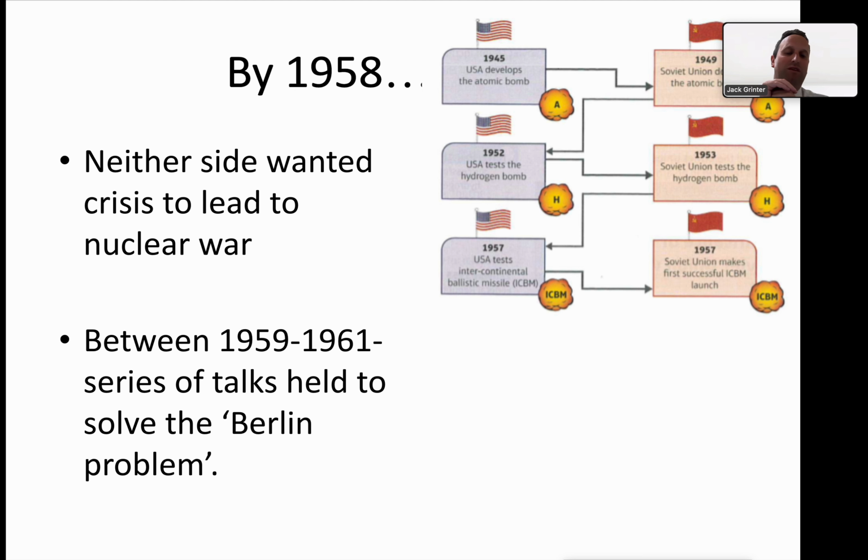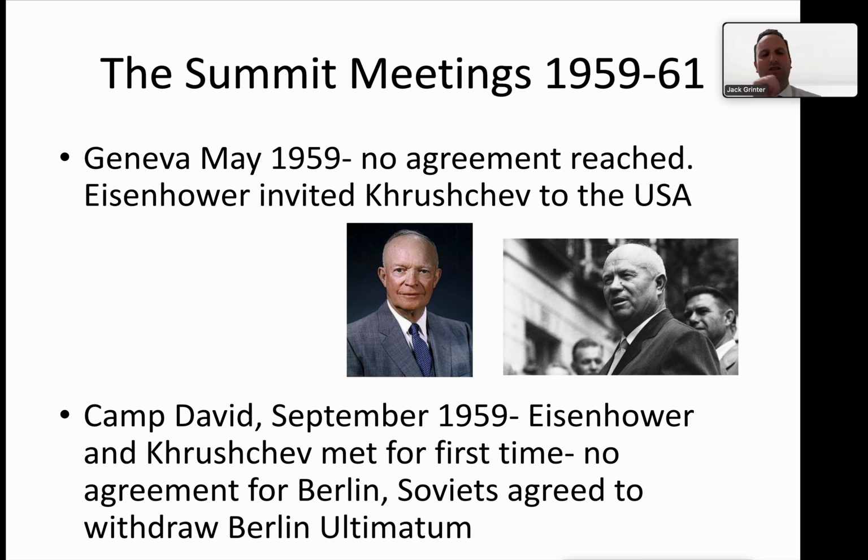Well, if the USA and the Soviet Union went to war over Berlin, it could lead to nuclear war, and neither side wanted that. So they meet in, and this is the next part of the specification, 4 different summit meetings between 1959 to 61. These summit meetings, I always get students to think about this: think about a summit, the top of a mountain. These are like the top leaders that meet. That's why we call these summit meetings. And there's 4 of them that you need to know about.